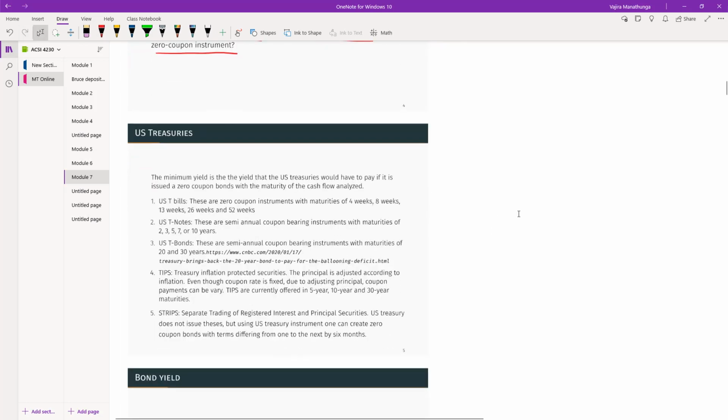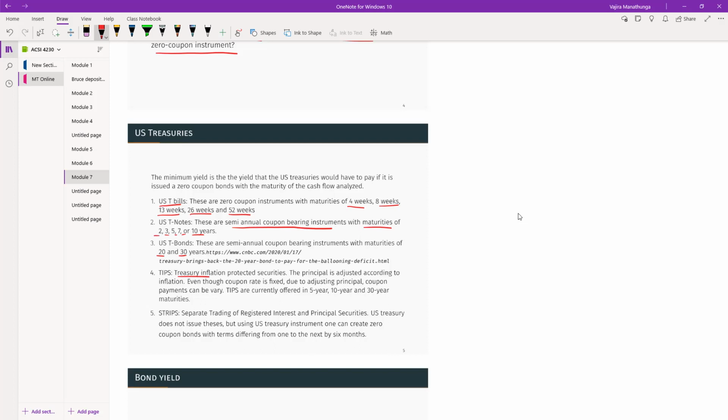The first thing to observe is that in the market there are so many bonds. First, you have the zero coupon instrument we call UST bills. These mature in 4 weeks, 8 weeks, 13 weeks, 26 weeks, or 52 weeks. Then you have UST notes, which are semi-annual coupon bearing instruments with maturities of 2, 3, 5, 7, or 10 years. Then you have UST bonds, which mature in 20 and 30 years. Also, you have TIPS and strips.